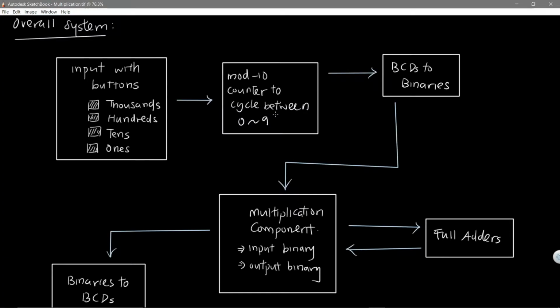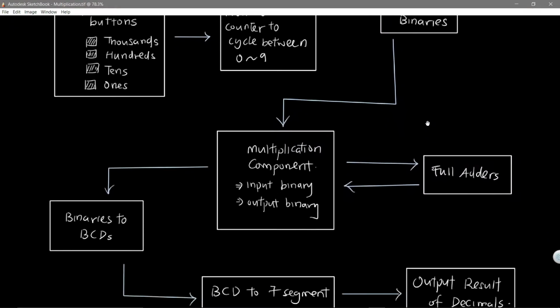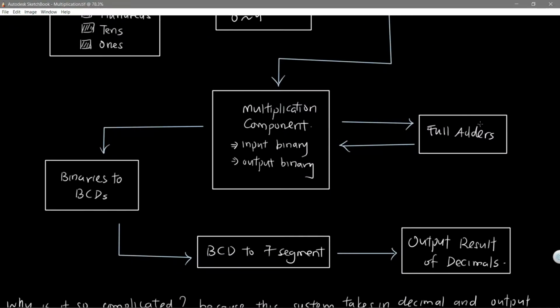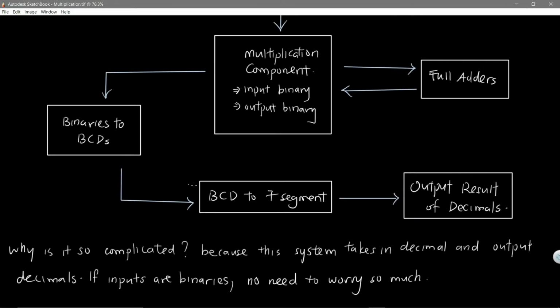Alright, so for you guys to have a deeper comprehension on what we are doing, this is the flowchart of the overall system. So you control the input with buttons, and then you get the counter, and then you go to the BCD to binary, then the multiplication component, which is powered by a lot of full adders. And then you have the binary to BCD converter, and then BCD to 7 segment, and then only the output result of decimals. So why is it so complicated? It's because it takes in decimal and outputs decimals.